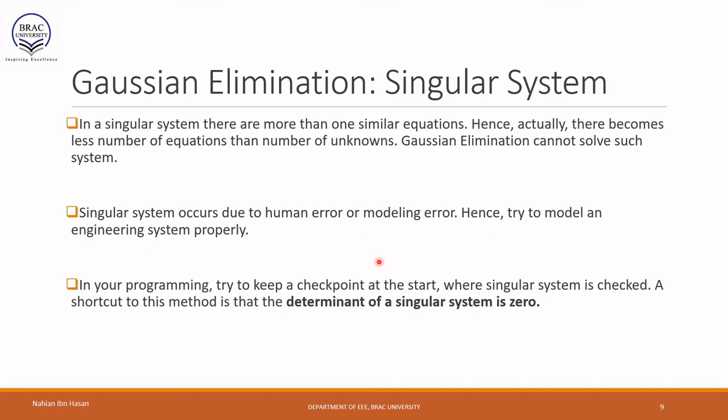To find out whether a system is singular or not, a common shortcut is to use the determinant of the system. That means you take all the coefficients of the unknown variables and determine the determinant of that coefficient matrix. If the determinant is 0, that means the system is singular. And if the determinant is not 0, the system is not singular. So finding the determinant of the coefficient matrix is a shortcut to finding out whether a system is singular or not.